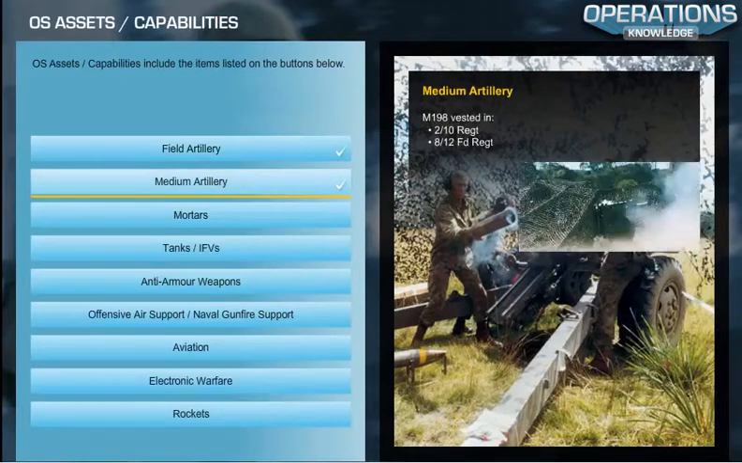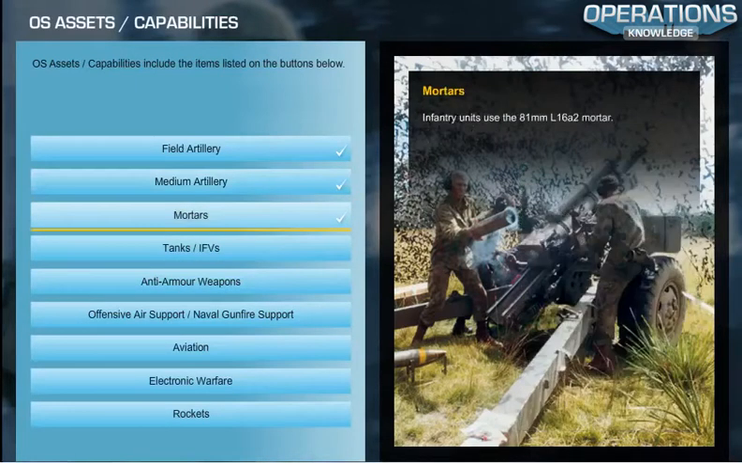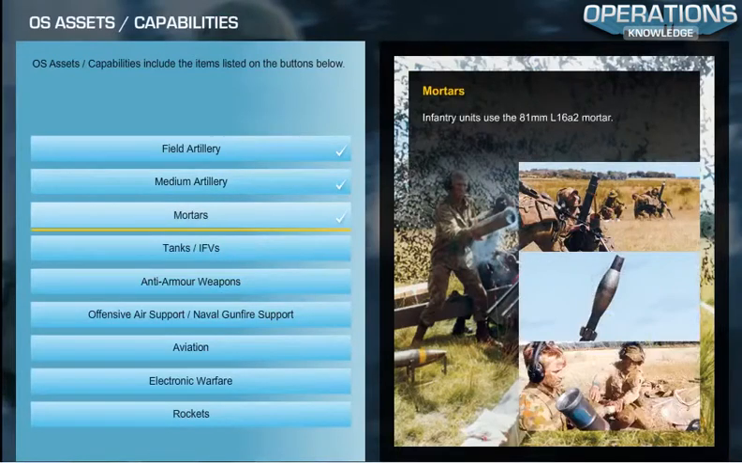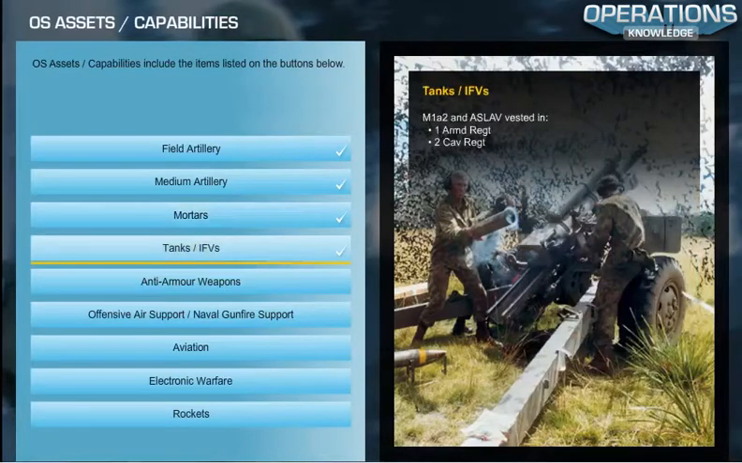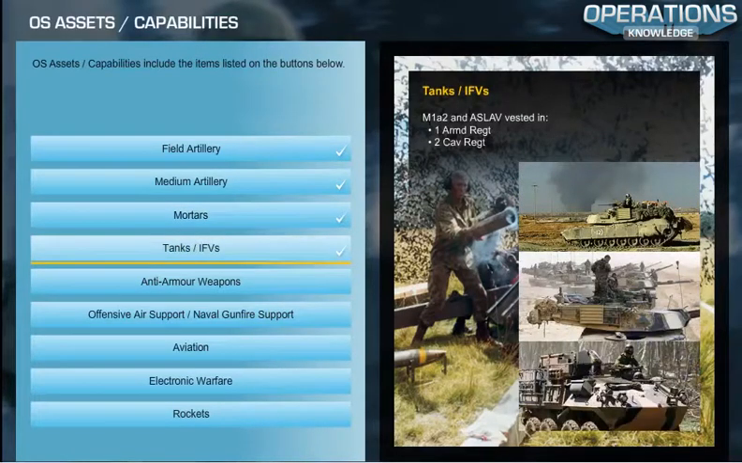Medium artillery assets like the M198 are vested in 210 and 812 medium regiments. Mortars, namely the 81mm L16A2, are used by all Anzac Division infantry units. The Anzac Division primarily utilises M1A2 tanks as well as the ASLAV. These assets are vested in 1 armoured regiment and 2 cavalry regiment.